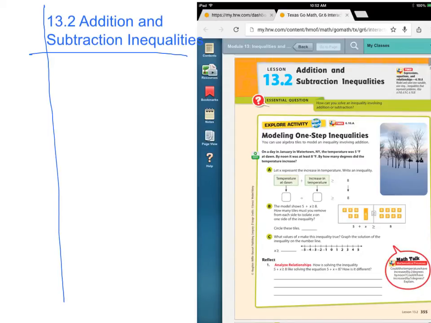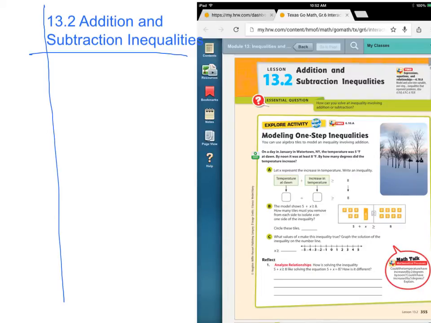Lesson 13.2, Addition and Subtraction Inequalities, is going to be solved pretty much the same way that you solve algebraic expressions and algebraic equations when you were trying to figure out what the letter was. And this is going to be pretty much the same thing. The only difference is that instead of an equal sign, there's a less than sign or less than or equal to sign. So let's look at the Explore activity.